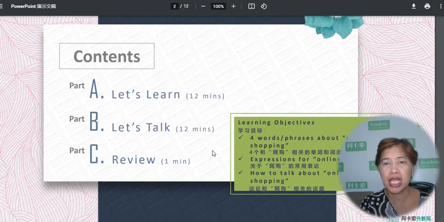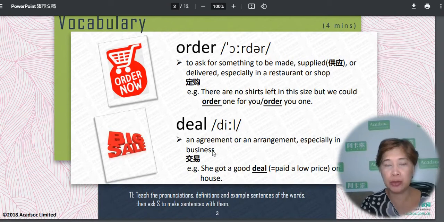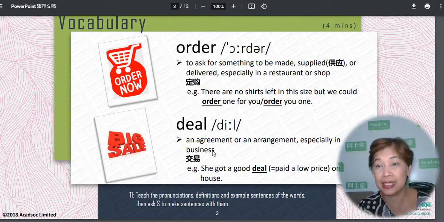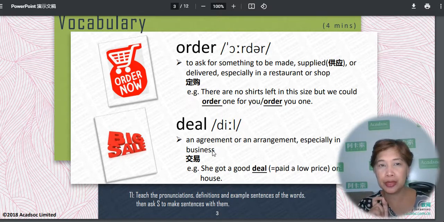Now, the second page here, I do not actually discuss this one. It's a bit of content. I proceed with the vocabulary. The first word that we have there is order. You let your student read the word, then read the meaning and the example sentence. For you to really know whether the student has understood the meaning of the word, you have to let the student make a sentence using the word.